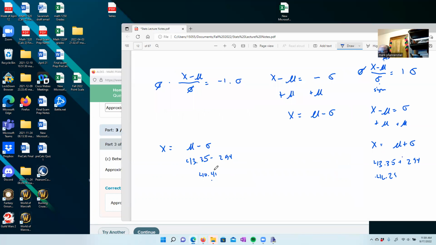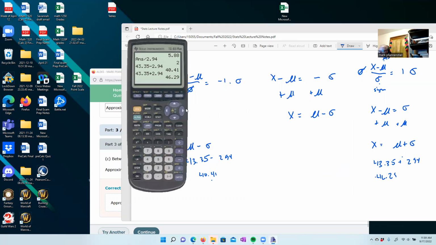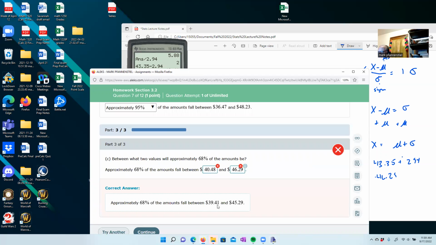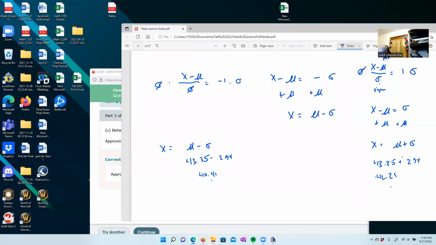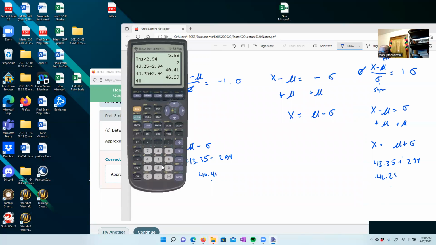Work more carefully. So I'm just going to double check $43.35 plus $2.94. Make sure I have that written down correctly. $43, 46.29. Okay, and then 40.41. Okay. Oh, okay. I must not have done this one correctly, so we should double check. So we have $43.35 minus $2.94. Did I not do that right? Okay, so I know where they got the number. That's where it is. That's okay.